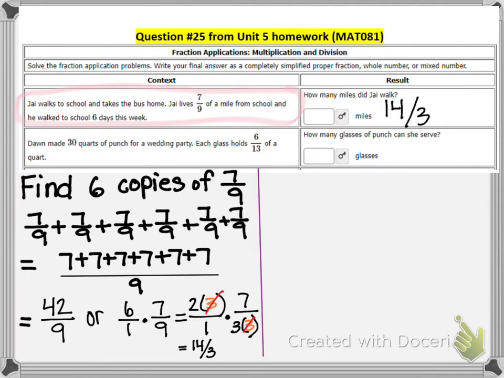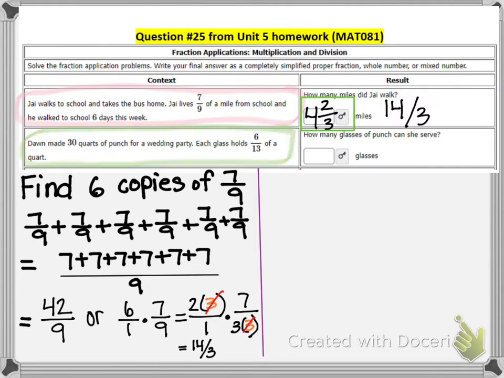So we can say he walked 14/3 miles, but in the context of the situation, to really understand how many miles that is, let's figure out how many whole miles that is and write it as a mixed number. So that means he completed 4 whole miles and then 2/3 of a mile left over. So he walked 4 2/3 miles.